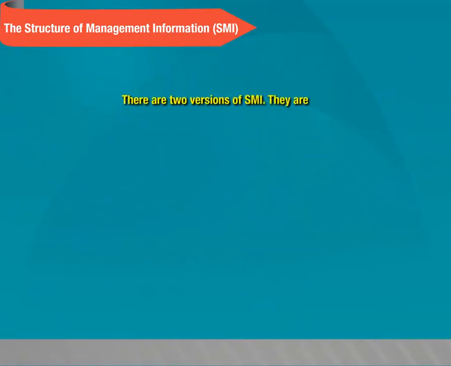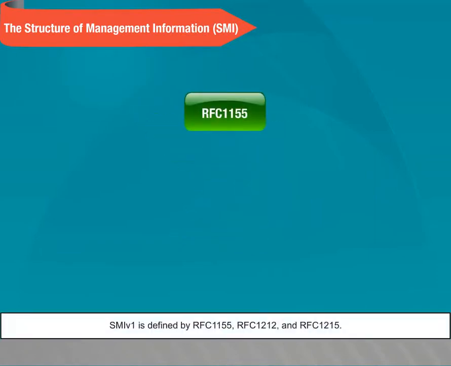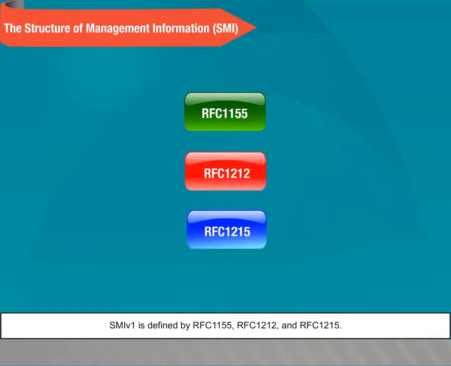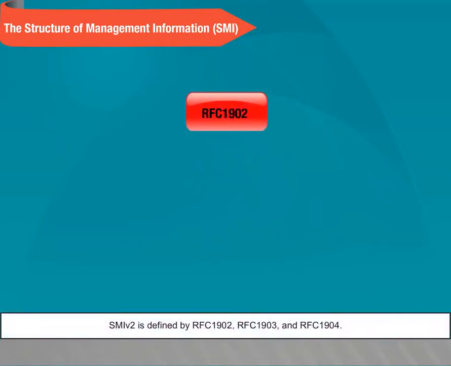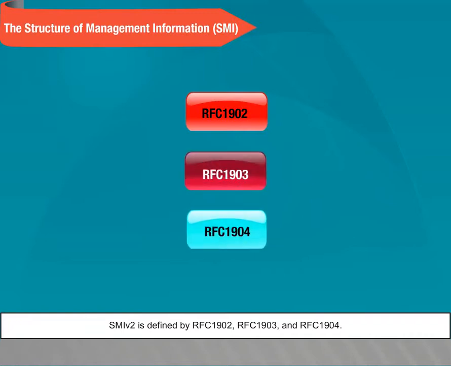There are two versions of SMI. They are SMI v1 and SMI v2. SMI v1 is defined by RFC 1155, RFC 1212, and RFC 1215. SMI v2 is defined by RFC 1902, RFC 1903, and RFC 1904.